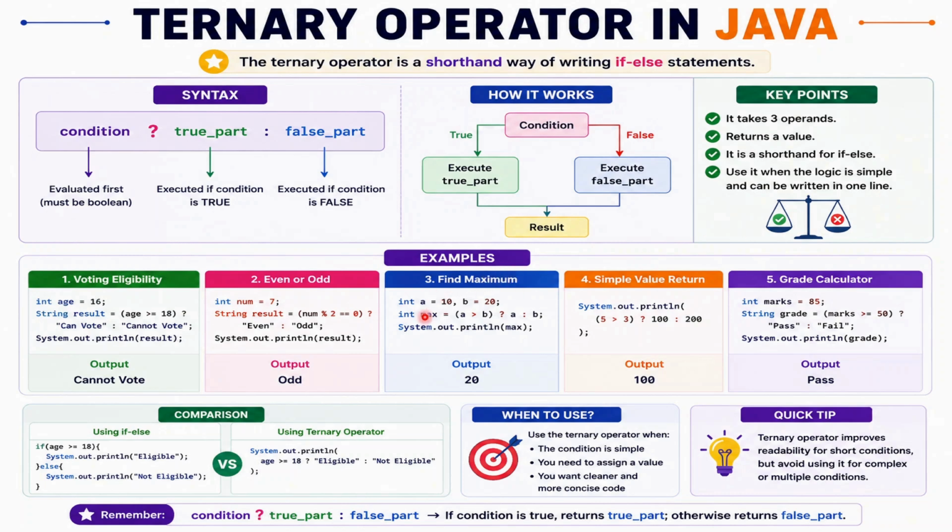These are the examples we are going to see in the practical part. Use the ternary operator when the condition is simple, when you need to assign a value, and when you want cleaner and more concise code. A quick tip: the ternary operator improves readability for short conditions, but avoid using it for complex or multiple conditions. So friends, this is all about the theoretical part. Let's deep dive into the practical session of the video.